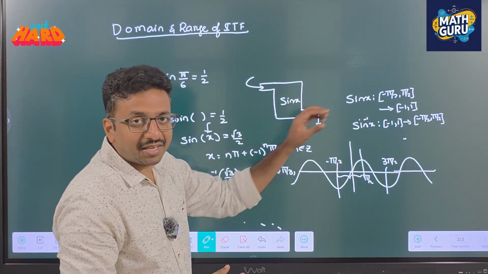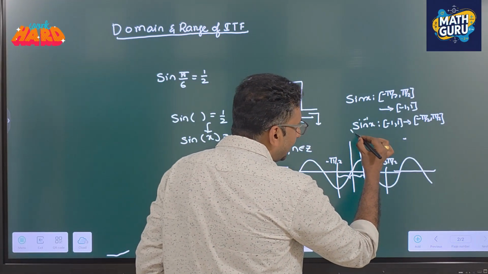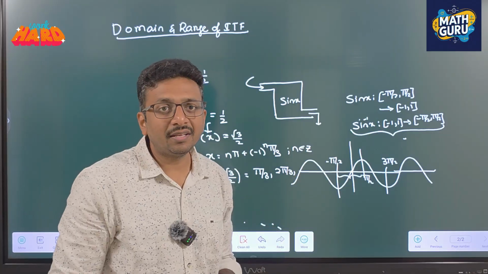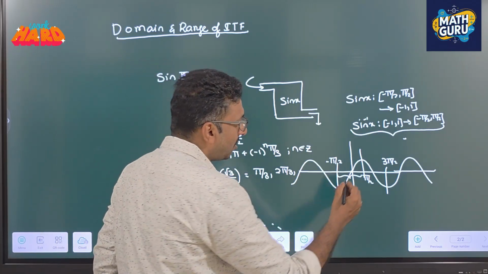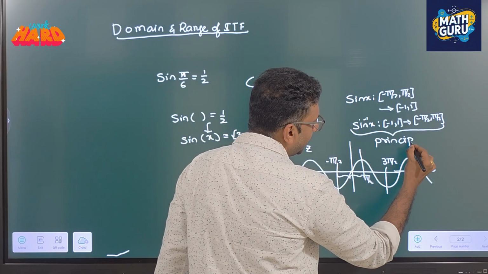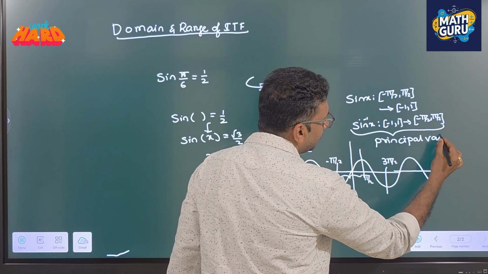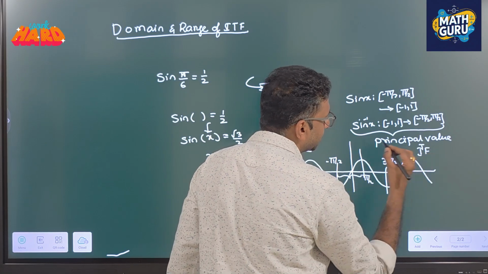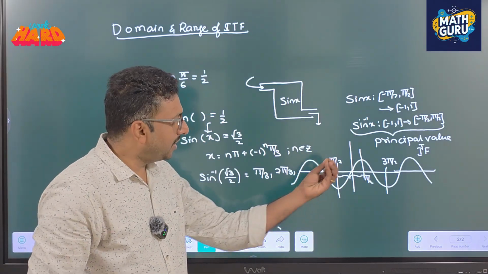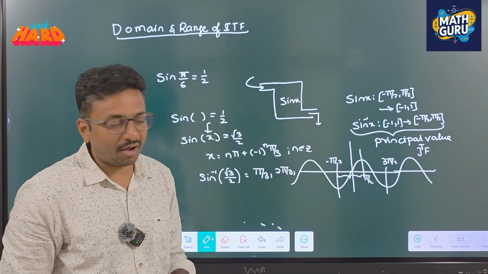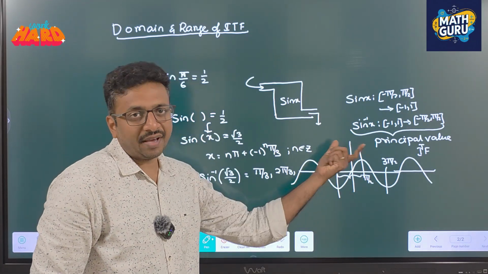But this is a standard convention, and the inverse sine defined with this domain and this range is called the principal value inverse trigonometric function. Unless otherwise mentioned, we'll take the principal value branch of sine and define its inverse.